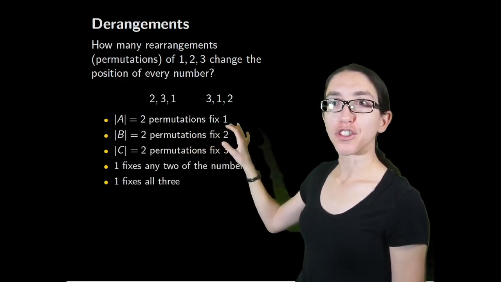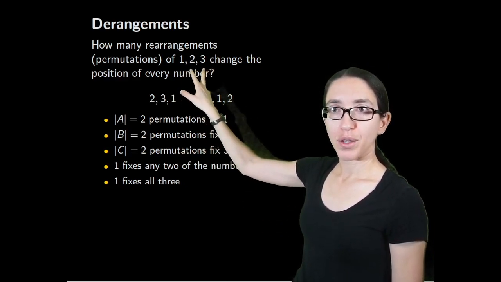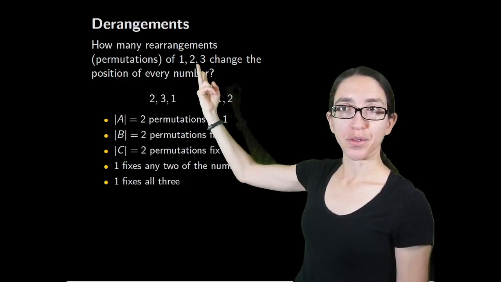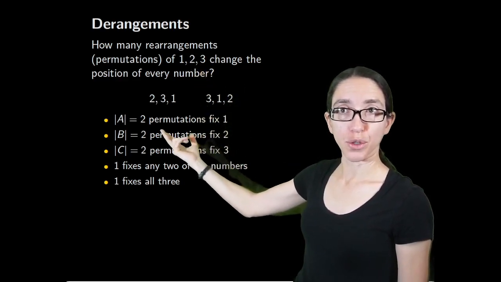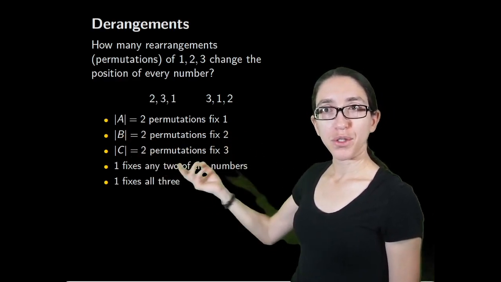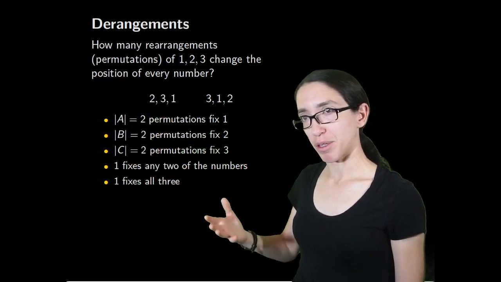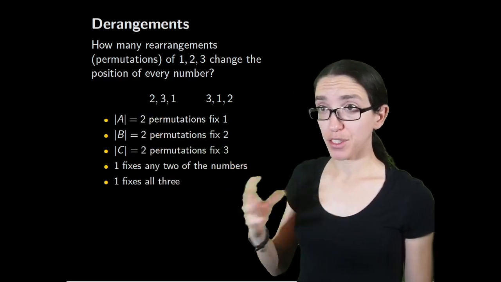How many permutations do keep 1 in the same position as itself? Well then, you either keep 2 and 3 here, or you switch 2 and 3. So there's 2 factorial, or 2 permutations, that fix 1. There's 2 permutations that fix 2, and there's 2 permutations that fix 3. Let's let A, B, and C be the sets of these permutations that fix 1, 2, and 3. They do have some overlap.